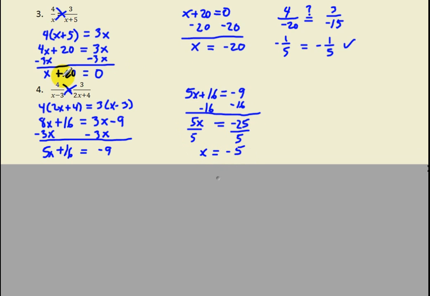And if we substitute negative 5 back in here, we'll have 4 over negative 5 minus 3 is negative 8. Does that equal 3 over 2 times negative 5 is negative 10, plus 4 is negative 6. And once again, we can simplify these. This is negative 1/2, which is equal to, likewise here we have negative 1/2, so it checks.